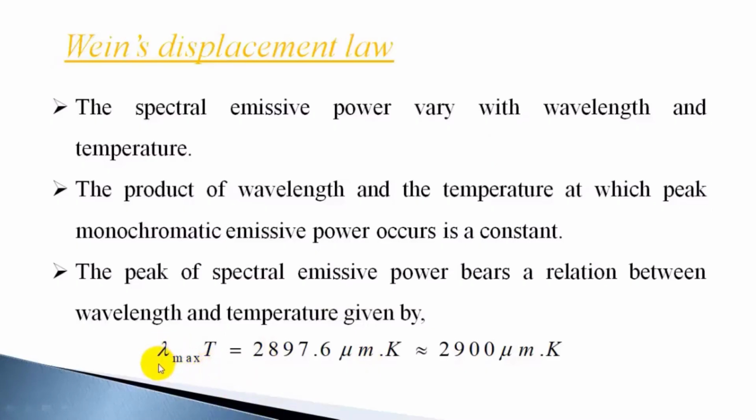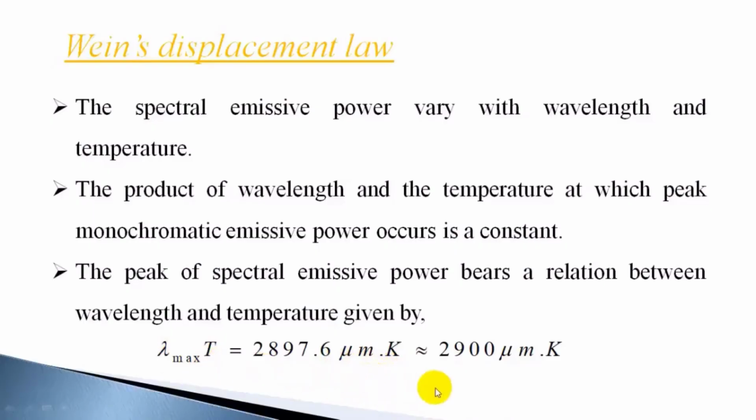He finally got the relationship between lambda and T as lambda into T is equal to 2897.6 micrometer Kelvin, or approximately 2900 micrometer Kelvin. That is the relation: the product of lambda and T at which maximum monochromatic emissive power occurs, or the peak value for this curve occurs. When the peak occurs, that product is 2897.6 micrometer Kelvin. So this is Wien's displacement law.